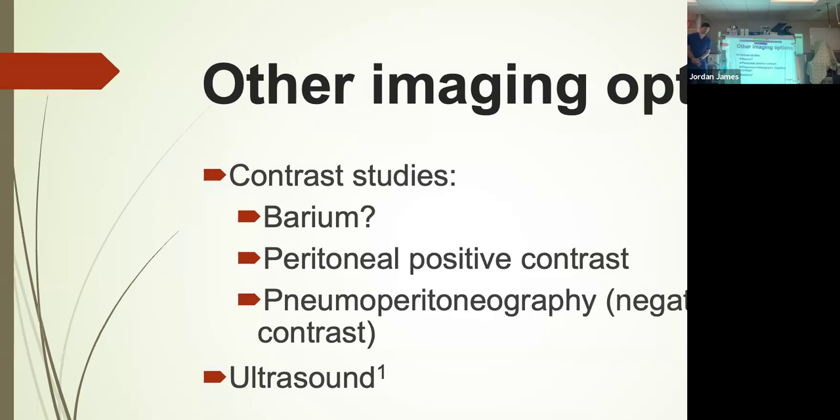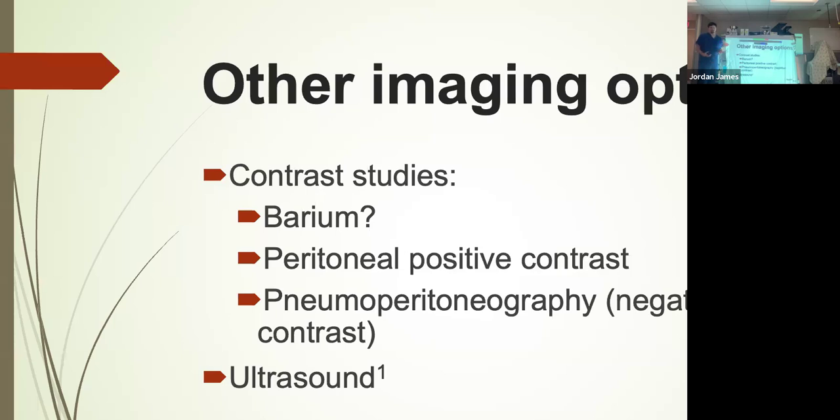Other imaging options are possible to help you if you're not quite certain there's a diaphragmatic hernia. I wouldn't necessarily recommend barium. That would be if you're worried about stomach or intestines being in the thoracic cavity. Certainly if there's concern for leakage, we don't want barium leaking out of those intestinal segments that might be compromised. So it's not ideal, but it can be a way to highlight those organs.